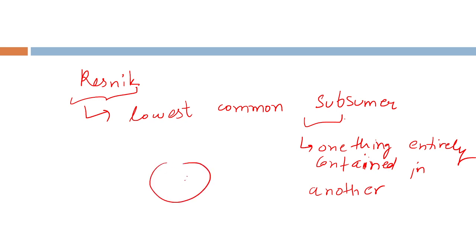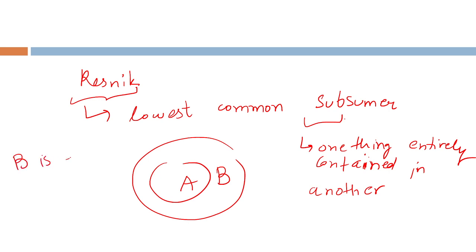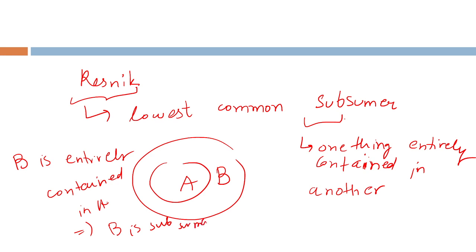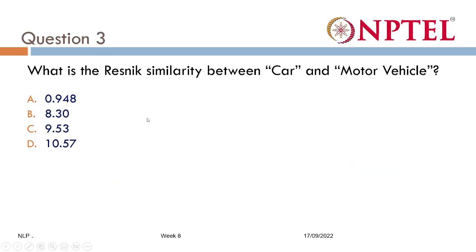So for example, I am having A and I am having B. B is entirely contained in A. So I will say that B is subsumer of A. This is the definition of subsume. But what we are to find is the Resnick similarity.